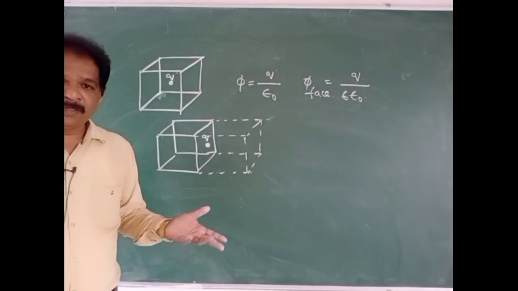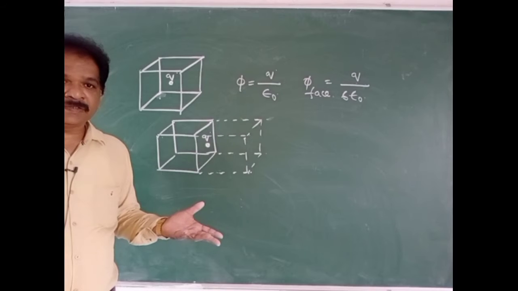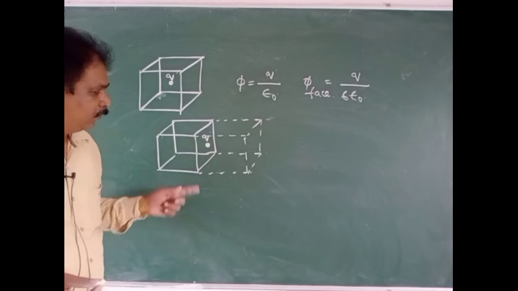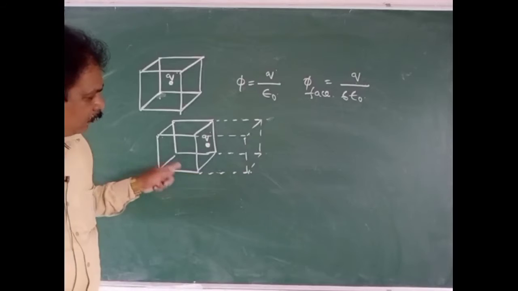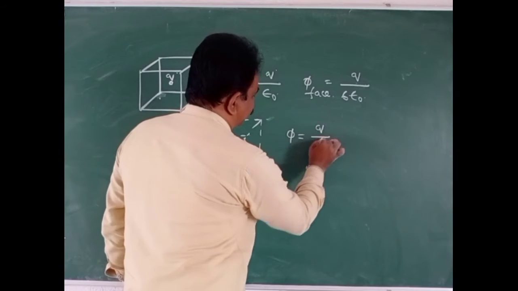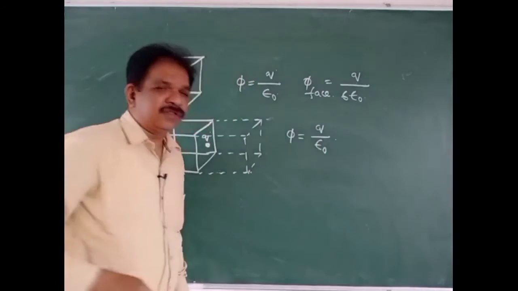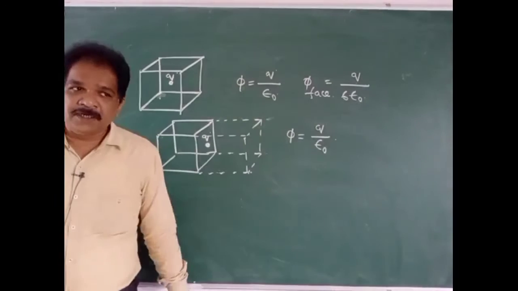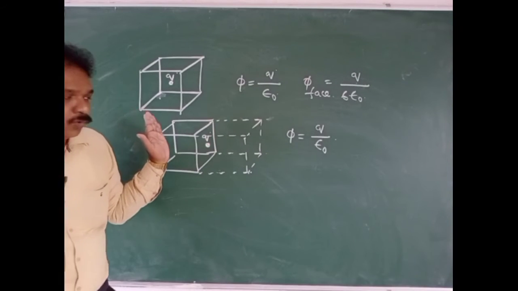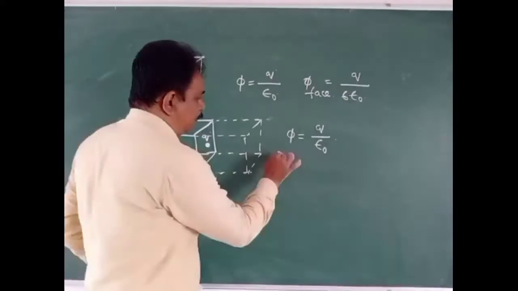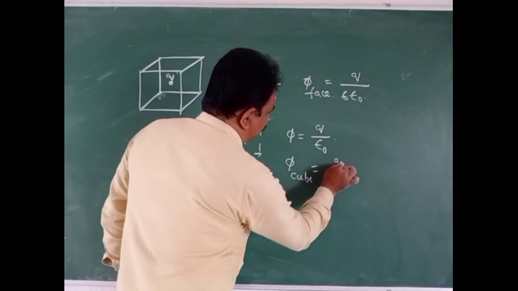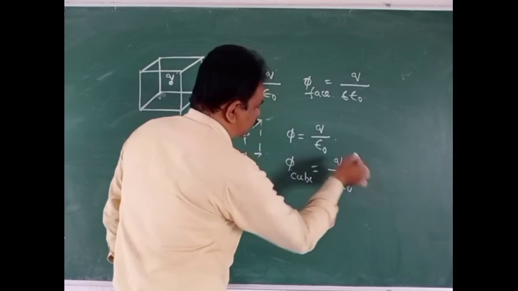Whatever the shape of the closed surface may be, the flux coming from it is independent of its shape. So here there is a closed surface, and the flux coming from the closed surface is q by epsilon naught. So what is the flux going through this cube? Half of it will be there. So flux from each cube will be q by 2 epsilon naught.